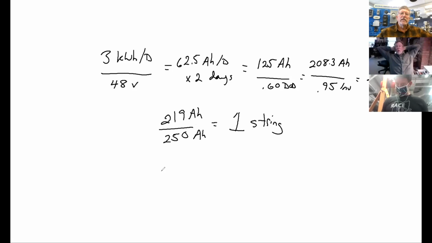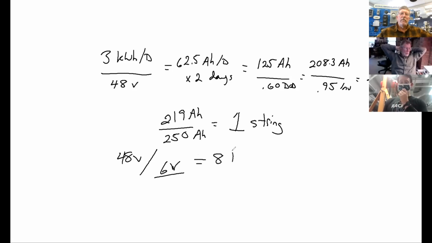Now, how many batteries in a string? Well, it's a 6 volt battery. It's a 48 volt system. So 48 volts divided by 6 volts is 8 batteries per string. Is that right? Yeah. So the answer to the question is we need 1 string of 8. And 8 is one of the answers.